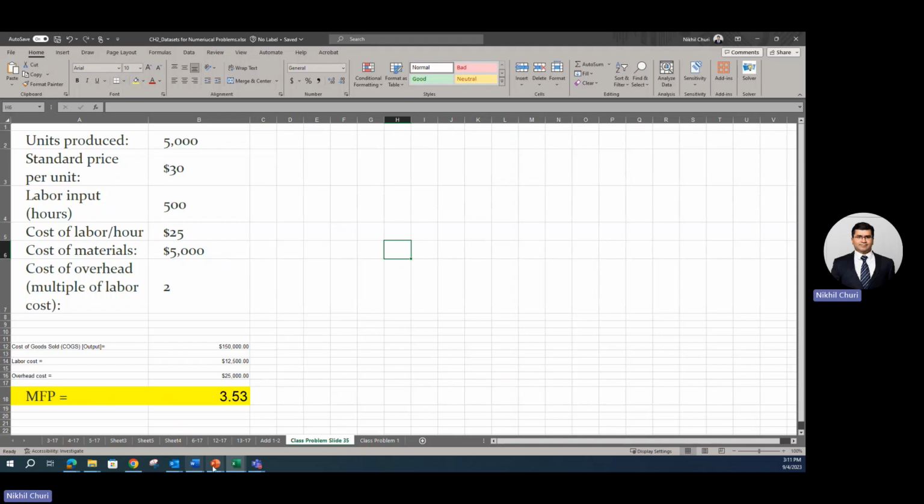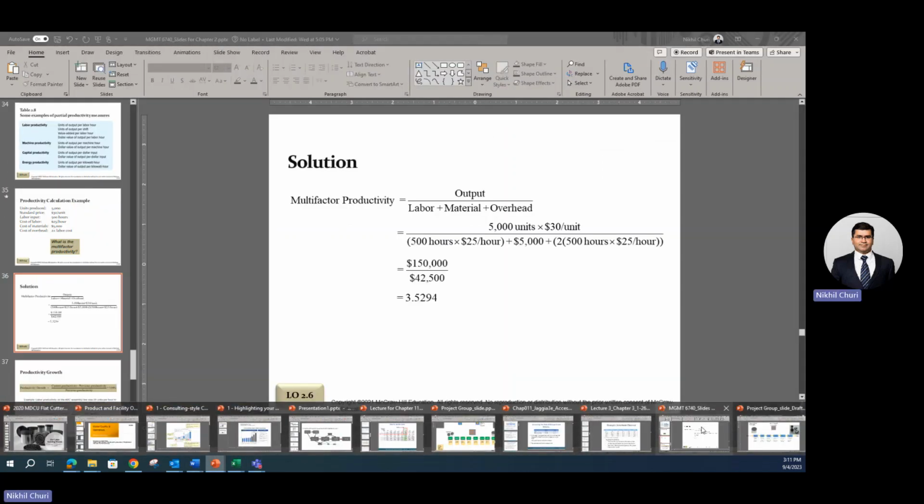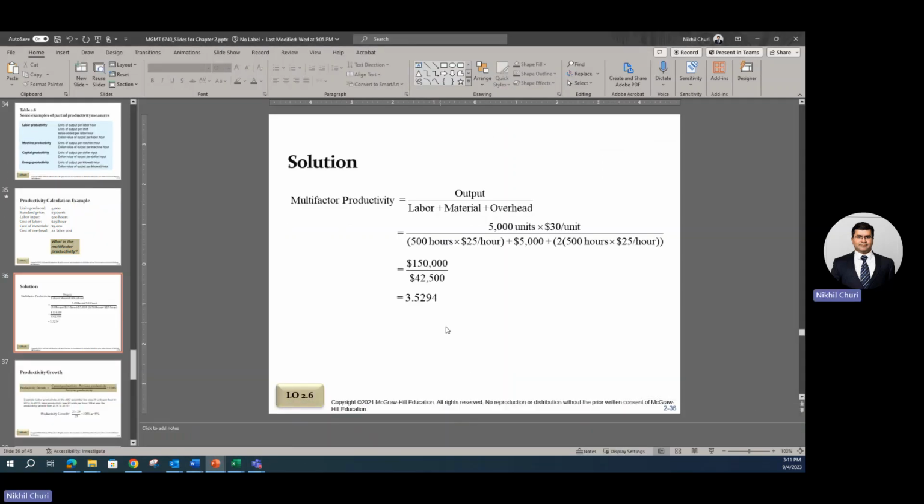I'm saving it out here. So that's how I calculate. That's how we solved the first problem and calculated the multi-factor productivity over here. So with that, we solved this first problem.